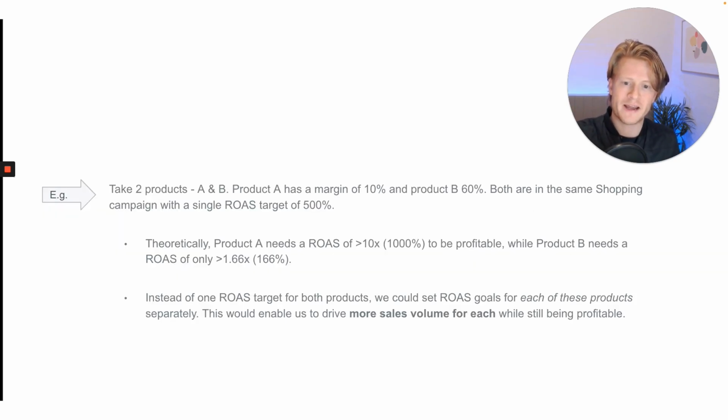For example, if you take two products, A and B, just to reiterate this situation. Product A has a margin of 10% and B 60%. Both are in the same campaign with the one target of 500%. Now, they need different return on ad spends in order to generate a profit individually. So if we're going to have them in the same campaign, there are problems here. What we should be thinking about is how we can set ROAS goals for each of them separately, which means we could get more sales volume for each at a more profitable rate.